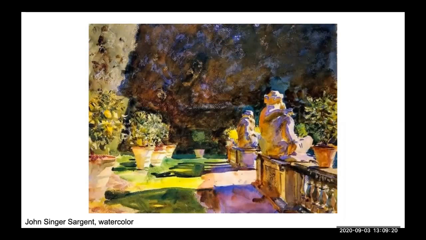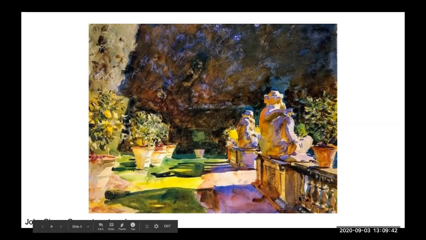Here's another by John Singer Sargent because he's just the master of chromatic neutrals. Look at those shadows. Notice how the shadow shifts in color as the surface that they're on changes. The purple and yellow are working together in order to create a beautiful, beautiful contrast and saturated hue.